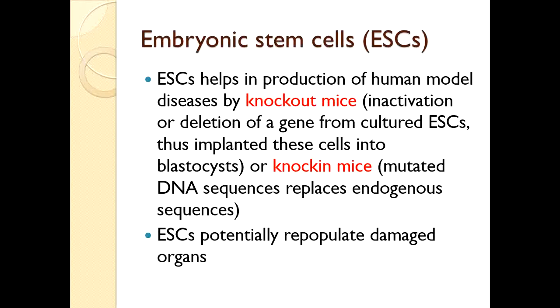The embryonic stem cells help in production of human disease models by knockout mice, that is, inactivation or deletion of a gene from cultured embryonic stem cells, and then implanting these cells into a blastocyst, or knock-in mice, which include mutated DNA sequences that replace the endogenous sequences. Embryonic stem cells potentially repopulate the damaged organs.